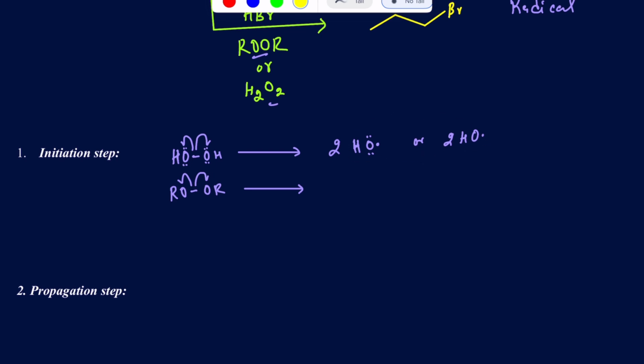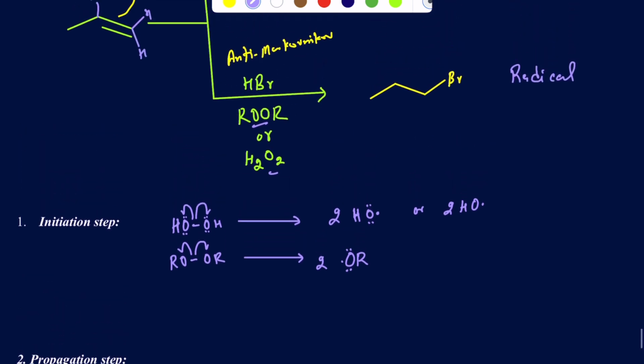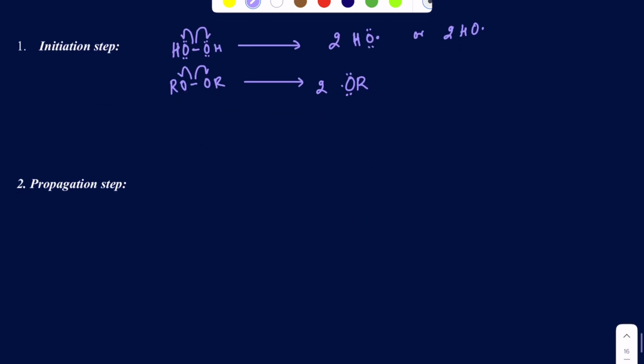So you create the radical here, and I could have done the same thing. I could have made two molecules of OR here, and that is going to be a radical in there. So now I have created the radical. My next step would have been to just go ahead and start with the molecule here and then see how that's going to look.